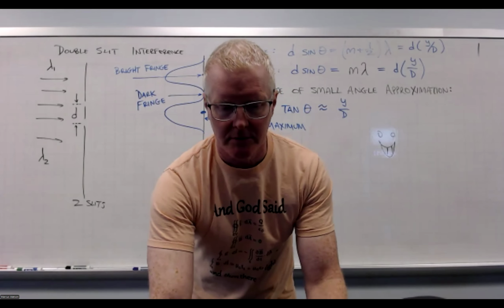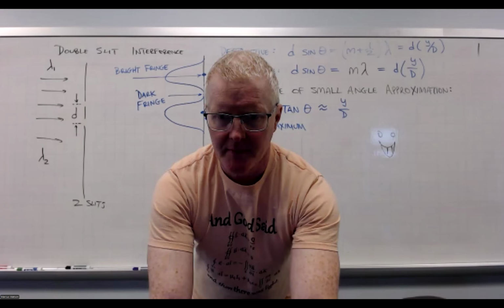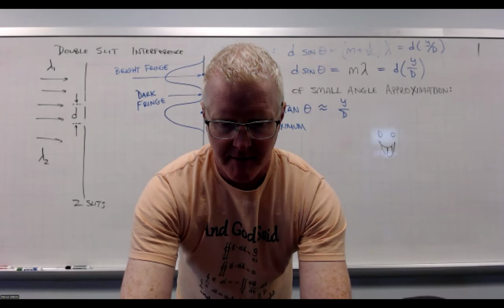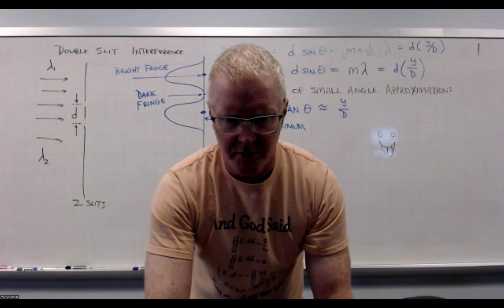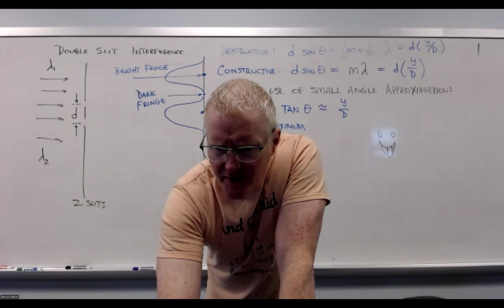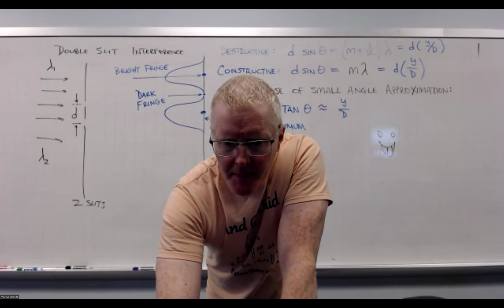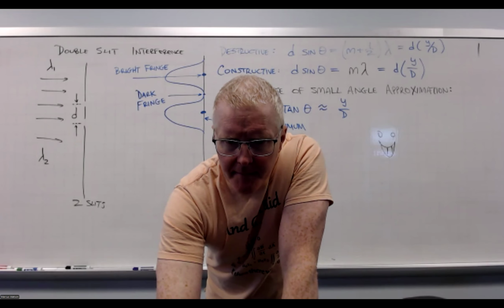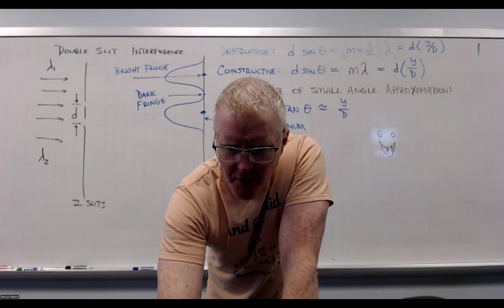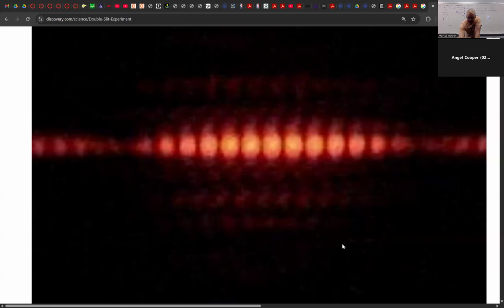And what I'd like to do here, I know I told you to do this, but I'm going to go ahead and do it. Let me see if I can share my screen. Oh, can I? Oh, yes, I can. Hopefully that's coming through. So this is what two-slit interference looks like.